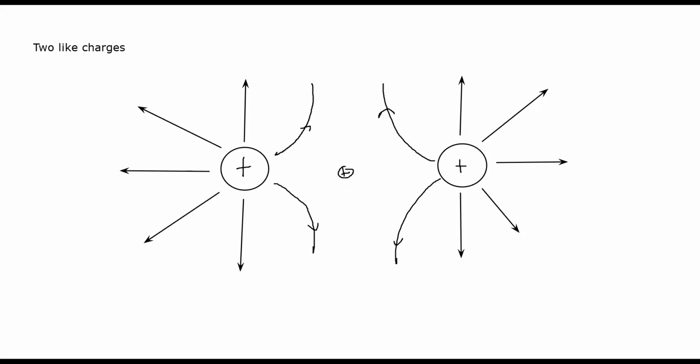Is it clear? The idea is that two like charges try to cancel out the electric field of each other. So between them there is a region, a place, where there is no electric field. And if there is no electric field, it means charges will not experience any force here.